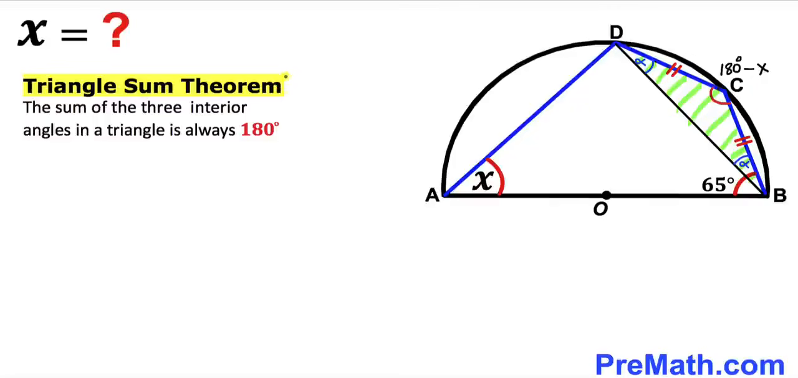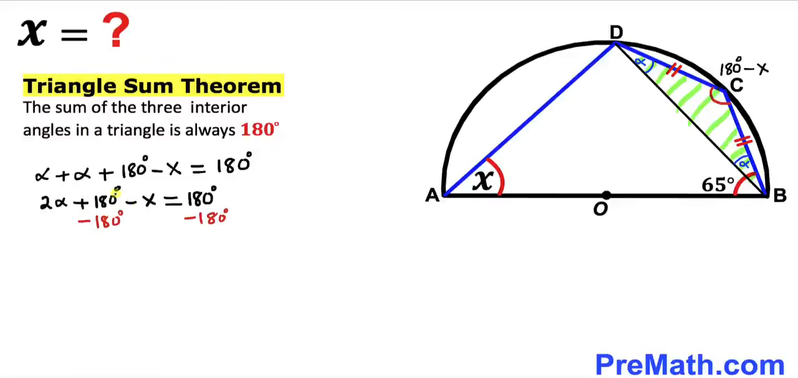And now let's recall the triangle sum theorem. According to this theorem, the sum of three interior angles in a triangle is always 180 degrees. So therefore, in this triangle BCD, the sum of these three interior angles must be equal to 180 degrees. So therefore, I can write alpha plus alpha once again plus 180 degrees minus x must be equal to 180 degrees. And now let's combine the like terms. And now we are going to subtract 180 degrees from both sides. This is gone as well. So we end up with 2 times alpha minus x equal to 0.